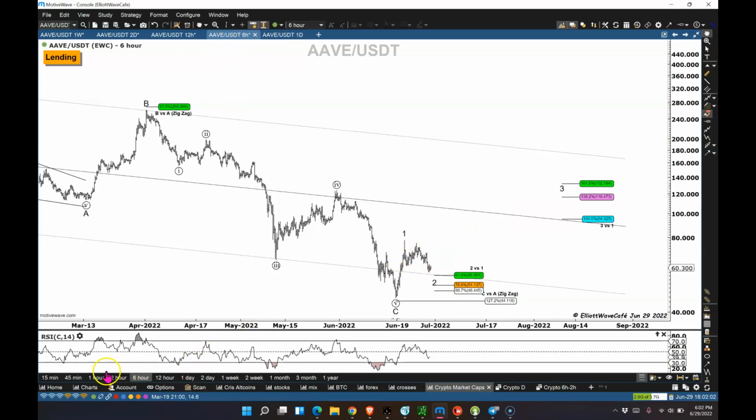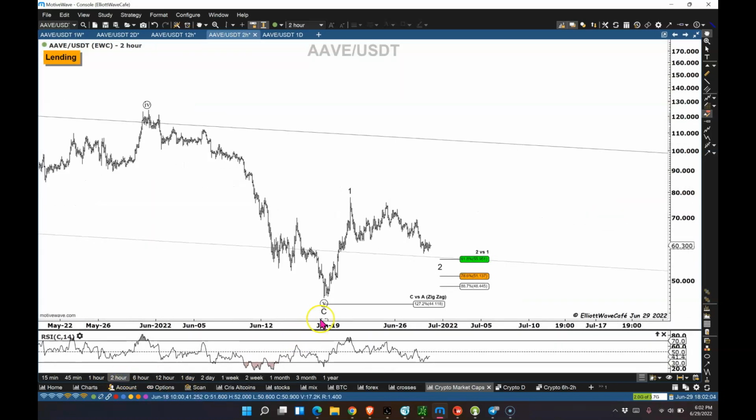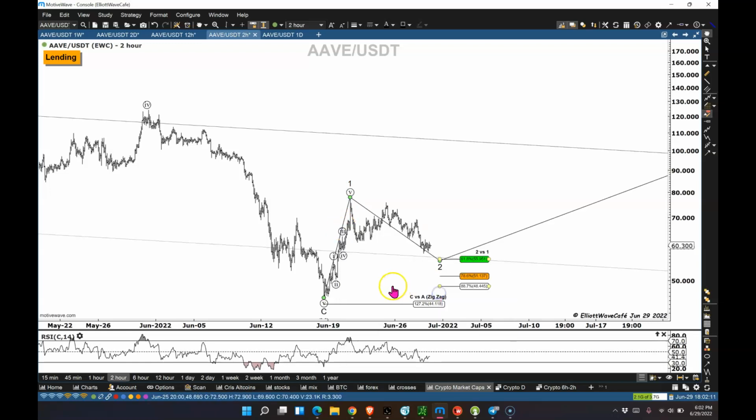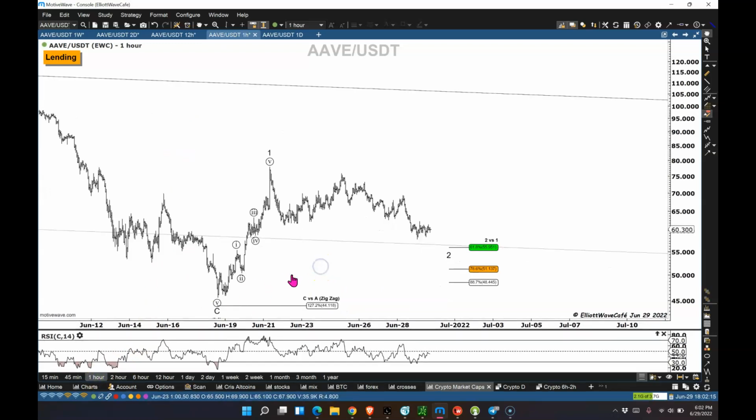Now you're asking, how does this 2nd wave look? Well, let's take a look at the smaller time frame, maybe a 2-hour. So you can see in here that I think we have a completed impulse. I'm going to decompose that. So let's do a 1-hour. Why not? See how this looks.